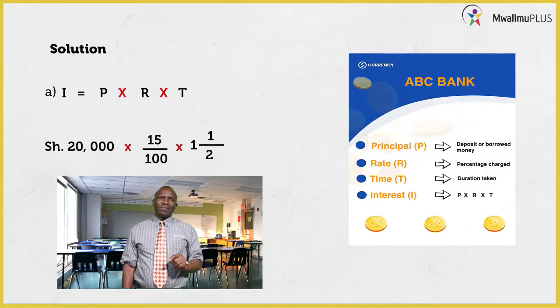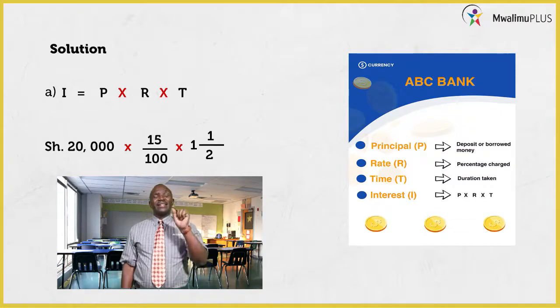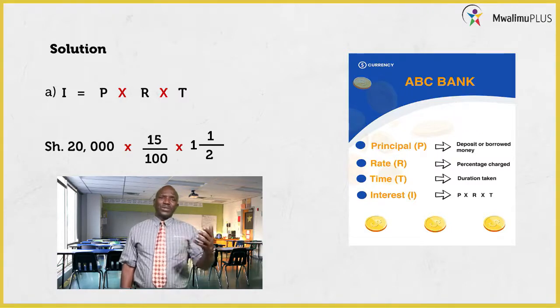So, if this person borrowed or deposited this amount of money in the bank, 20,000 shillings, and the interest that was paid was at the rate of 15% per annum, that's why I said 15% is the same as 15 over 100, then times a period of 1.5 years. So what are we supposed to do? I've arranged the work for you.